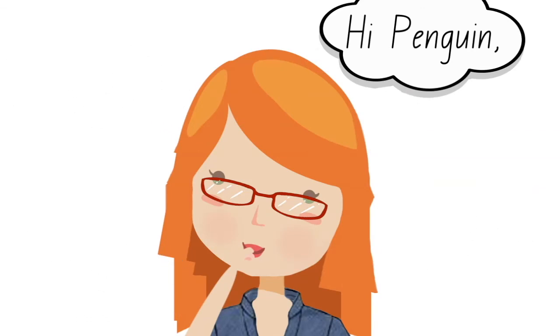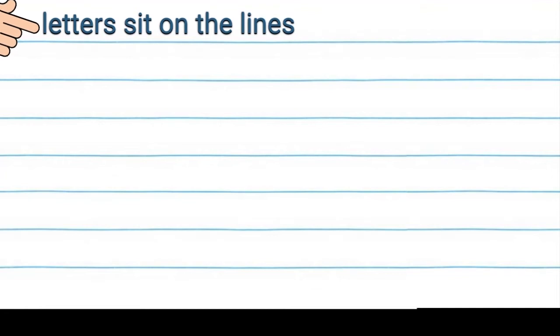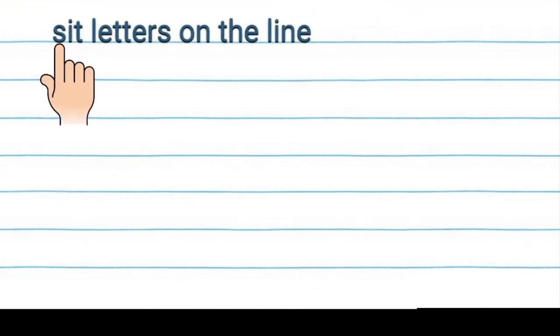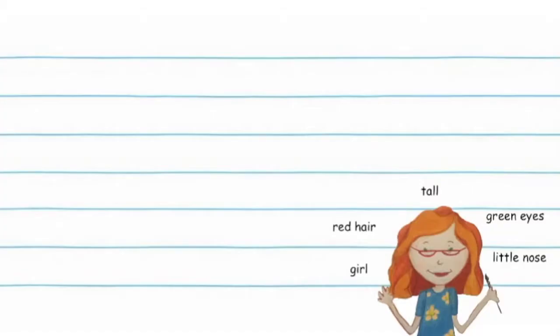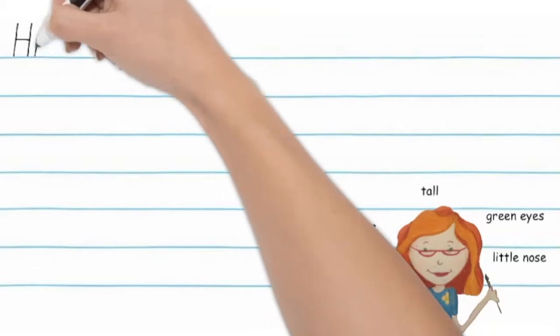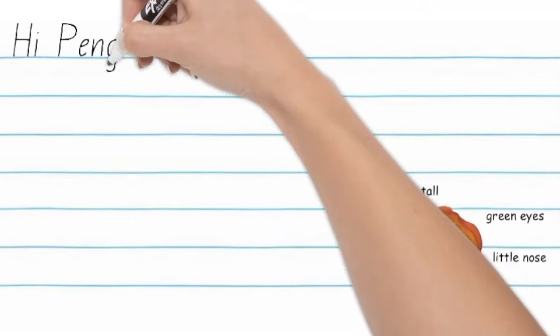It sounds friendly. I begin on the top line and I start at the edge of the page. I'm trying to control my letters so they sit on the line, not float up in the air above the line. I don't want them to float away. I want them anchored to the ground, so I sit them on the line. I say my greeting out loud. Hi, Penguin. I start with a capital letter to show my reader my sentence has begun. Because this is a letter, I use a comma after my greeting instead of a full stop.